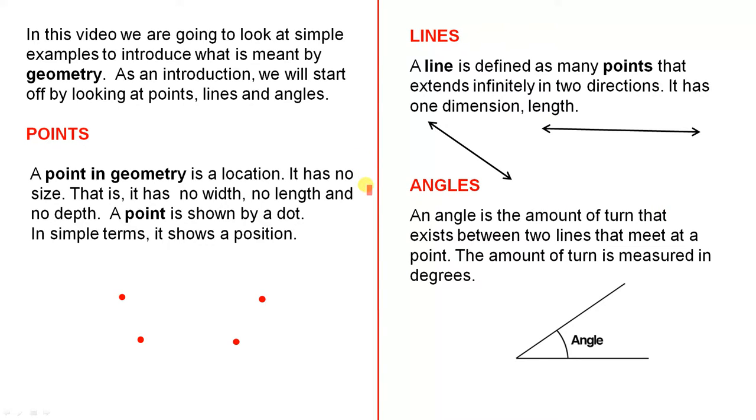Points. A point in geometry is a location. It has no size. That is, it has no width, no length, and no depth. A point is shown by a dot. In simple terms, it shows a position. So here are 4 dots, and they show positions.